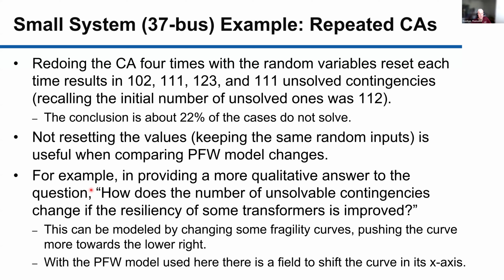And why I want to do that is perhaps I want to address the question of how does the number of unsolvable contingencies change if the resiliency of some of the transformers is improved. So the idea here is we're dealing with a planning tool, and in a planning tool, you want to make things better. So you look and you say, okay, what should I improve?